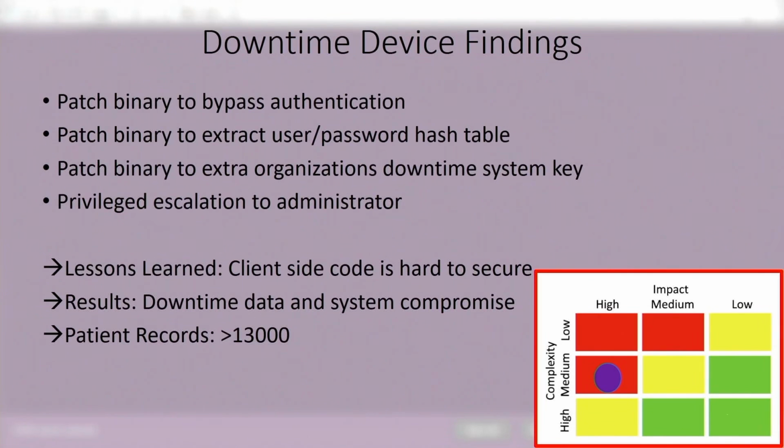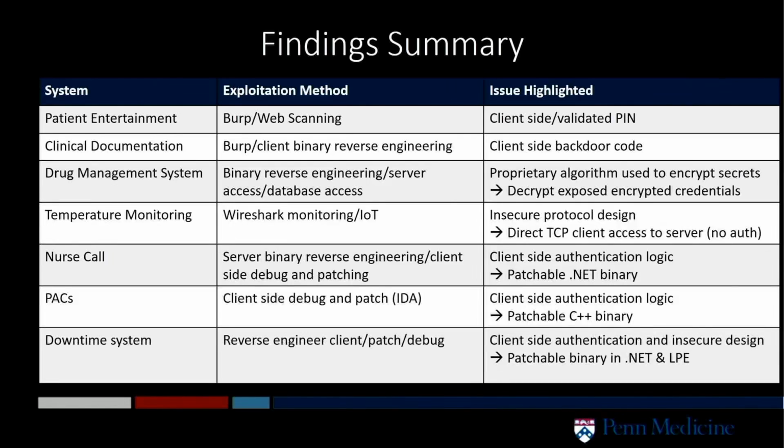So again, the complexity is a little bit more challenging, putting everything on the table. The impact is definitely high. 13,000 records exposed in our scenario here. And again, this is a per day or per patient rolling number while they're in the organization. So that number could grow over time or just be a simple snapshot as if somebody were to exploit this bug.